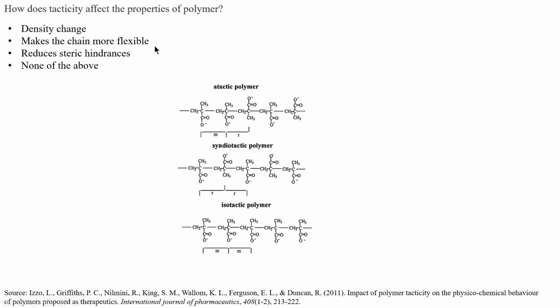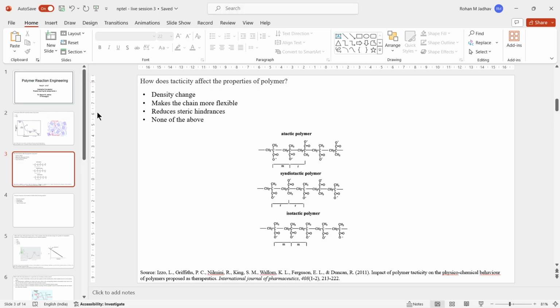Then, makes the chain more flexible. It depends what kind of tacticity you're going for. Reduces the steric hindrances. That is true, and we can clearly see it in syndiotactic polymer versus the atactic polymer, or none of the above. So here we can see density change is true, reducing the steric hindrance is true, and making the chain more flexible is also true.